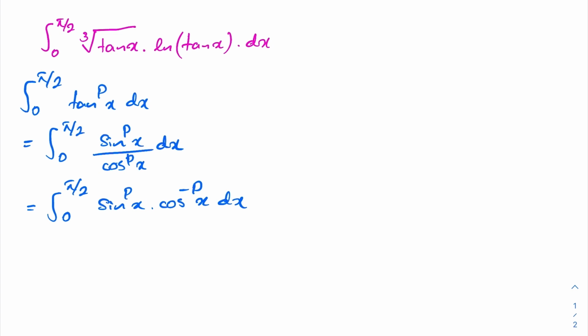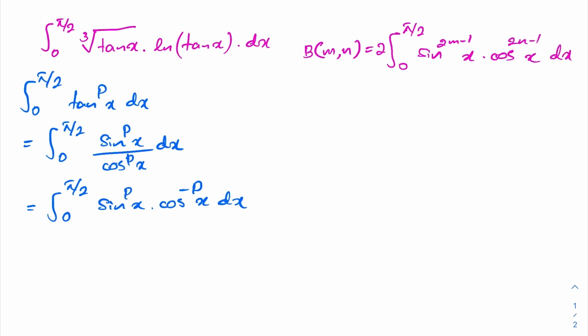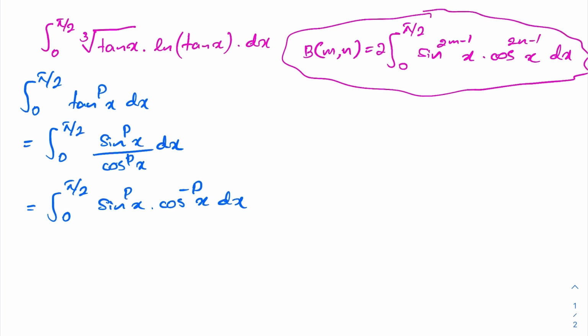Okay, then we can use the definition of the beta function. So we know beta of m, n is equal to 2 times the integral from 0 to pi over 2 of sine raised to the 2m minus 1 of x times cosine raised to the 2n minus 1 of x dx. We proved this beta function identity in a previous video. I will add the link in the description.